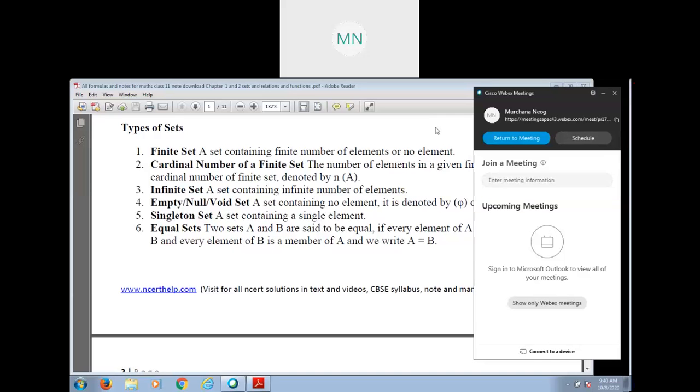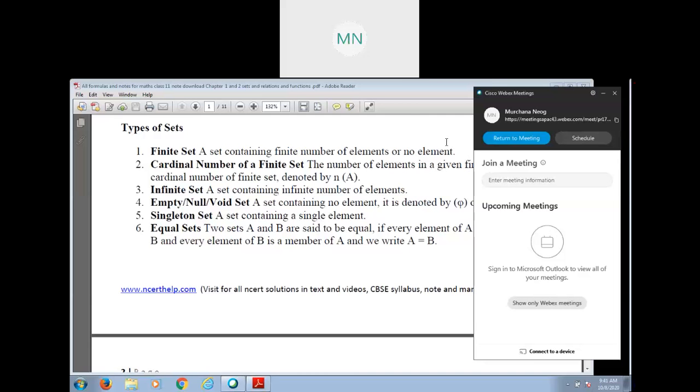Do you know about phi? I have already told you that phi indicates what? The empty set. Now tell me, what is an empty set? Ma'am, a set containing no element. Yes, a set containing no element is called an empty set. And an empty set is also a finite set. Remember this: a finite set means a set containing a finite number of elements or no elements. That means an empty set is also a finite set.